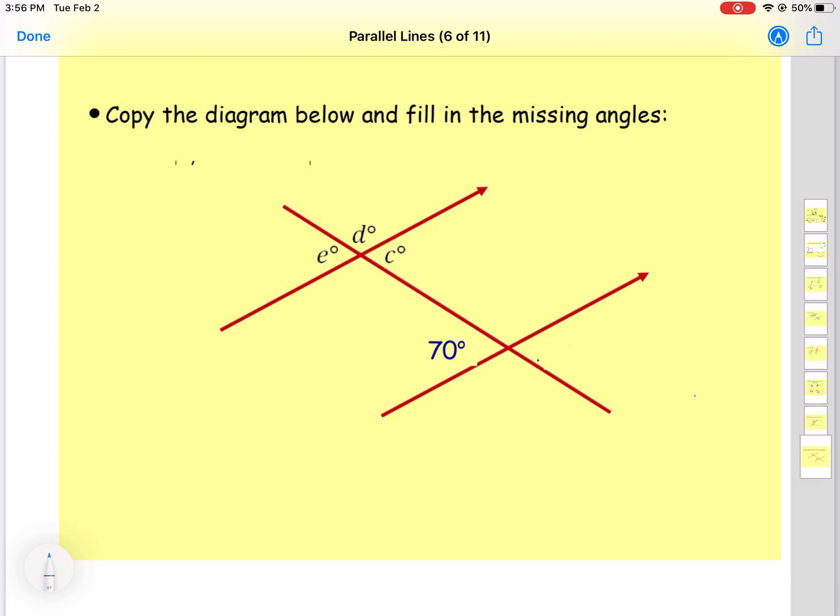So we have the number 70. We can create a Z with that number 70. Yes, it's backwards, but it's still a Z. With the number 70 and the letter C, telling us that the letter C has to be 70 degrees. Opposite the letter C is E, that is 70 degrees as well. And in a straight line with E is D, that's 110.